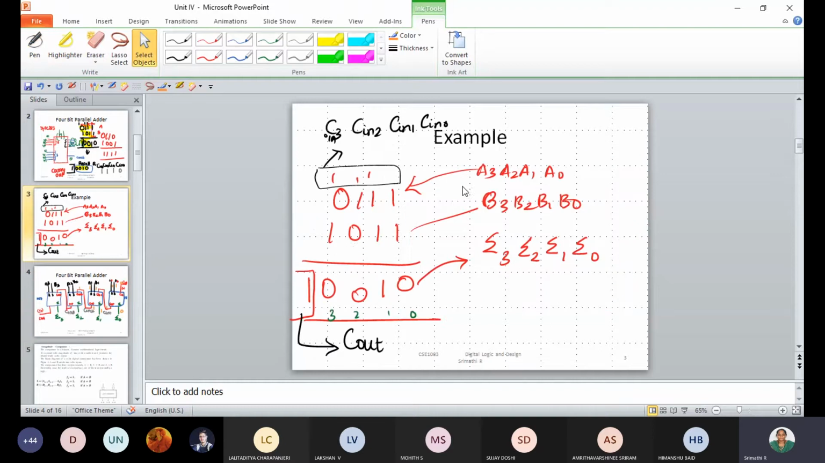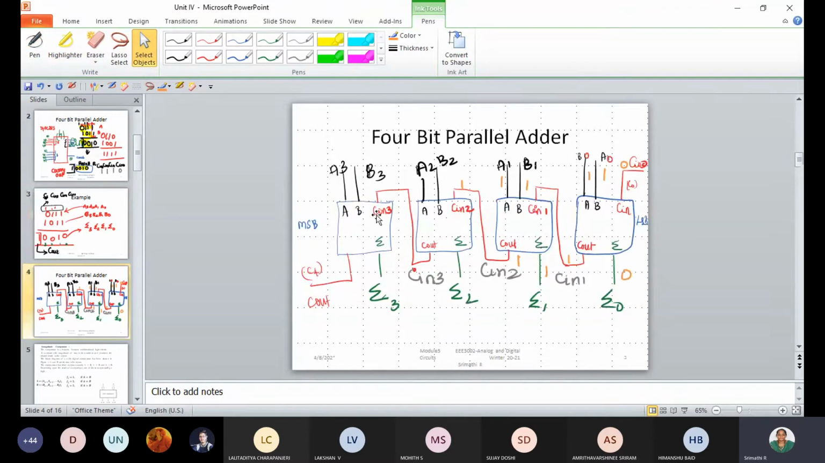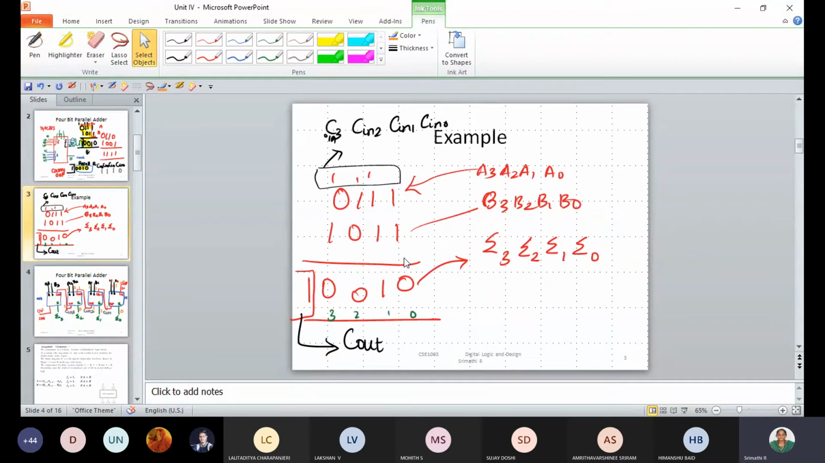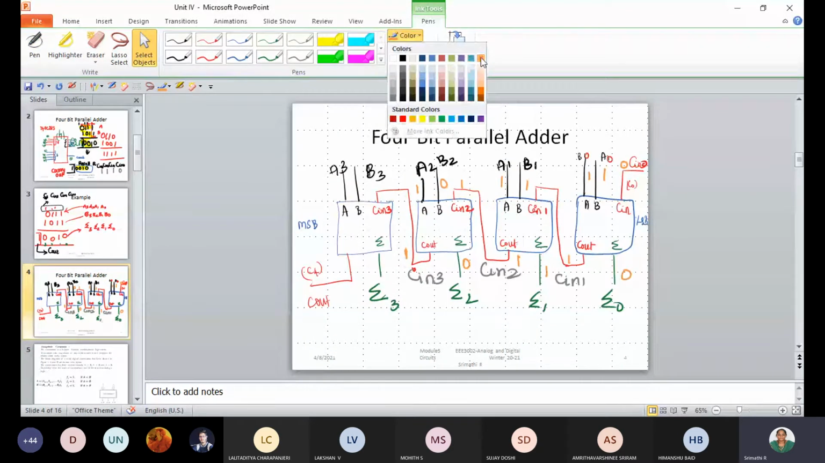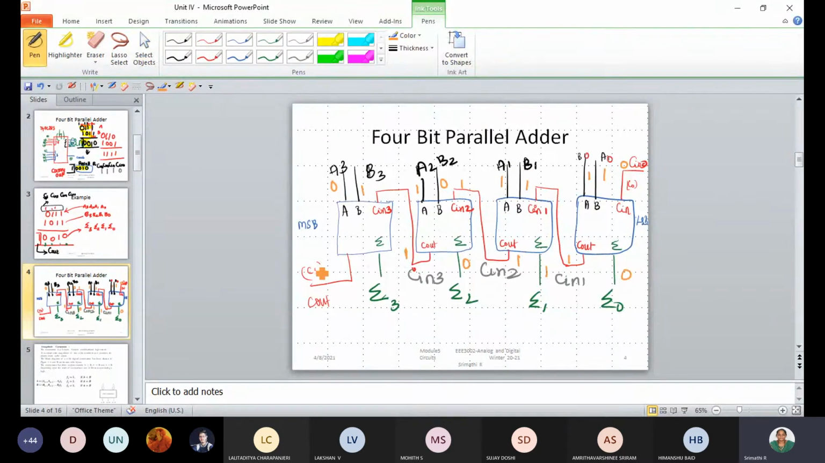A2 is 1 0. So 1 0 1 again, 0 and 1 here. And A3 is 0 1. 0 1 and 1 here. So it is 0 and 1 here. This is your carry out. So your result is 1 followed by 0 0 1 0. This is your result. This is your 4-bit parallel adder with look ahead carry.